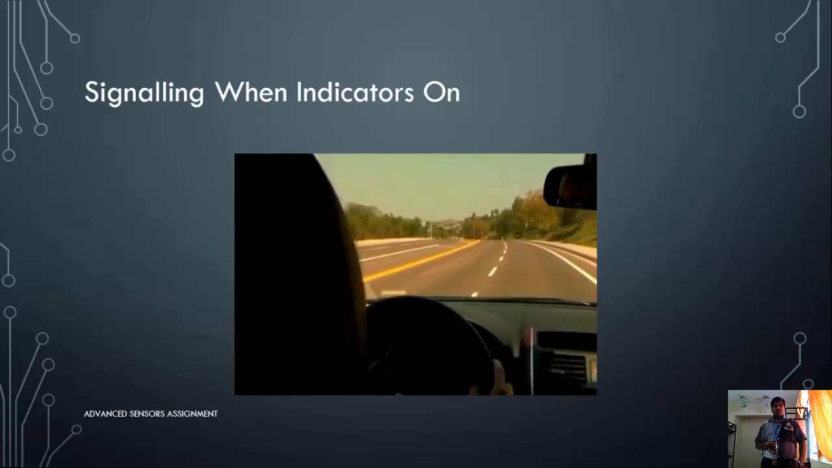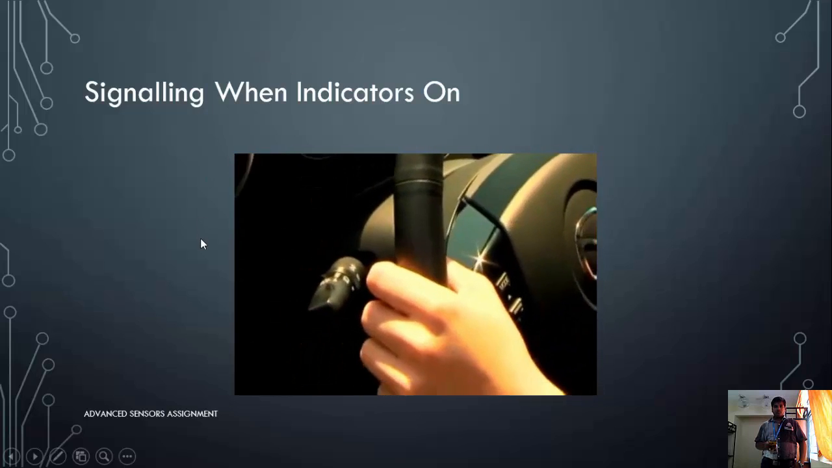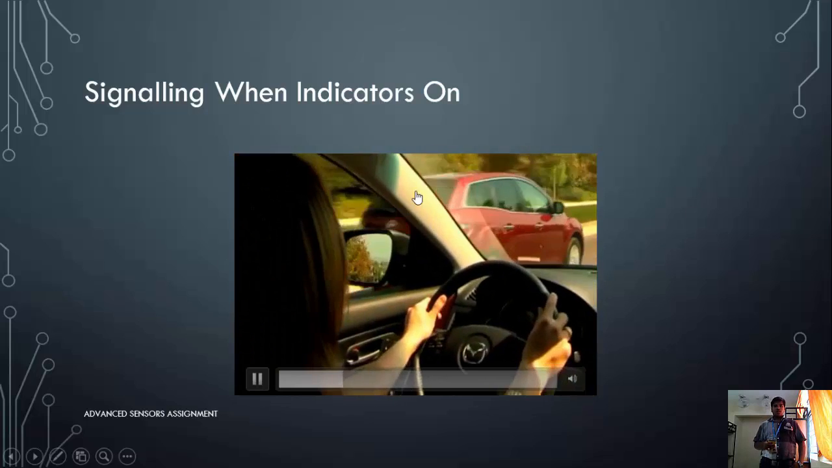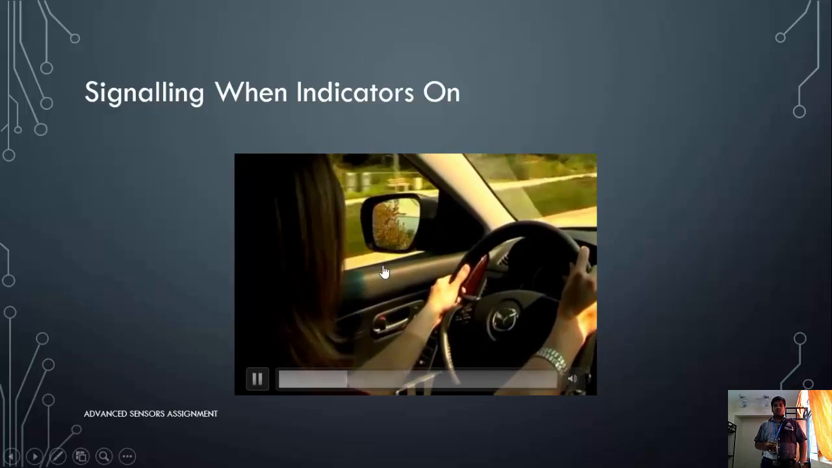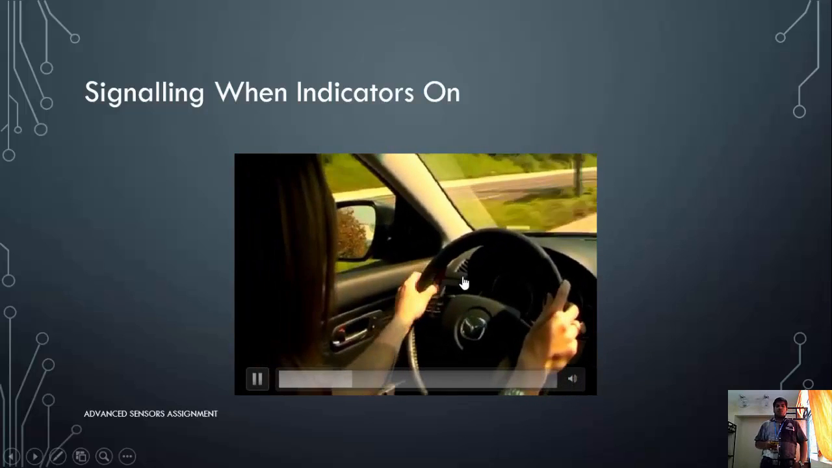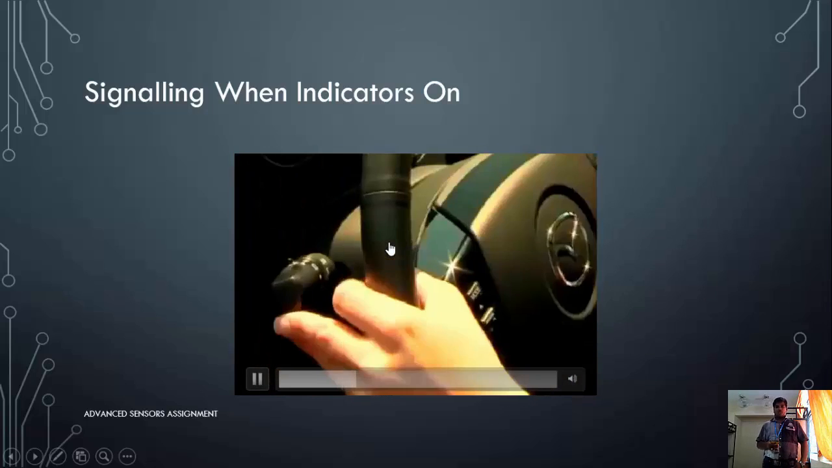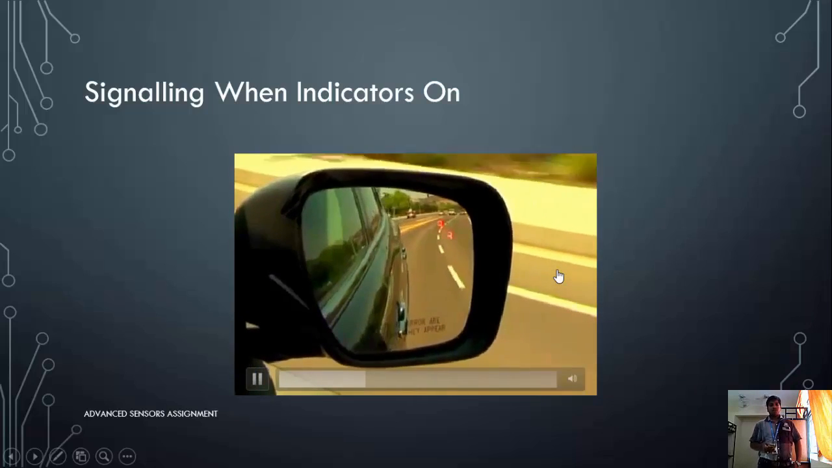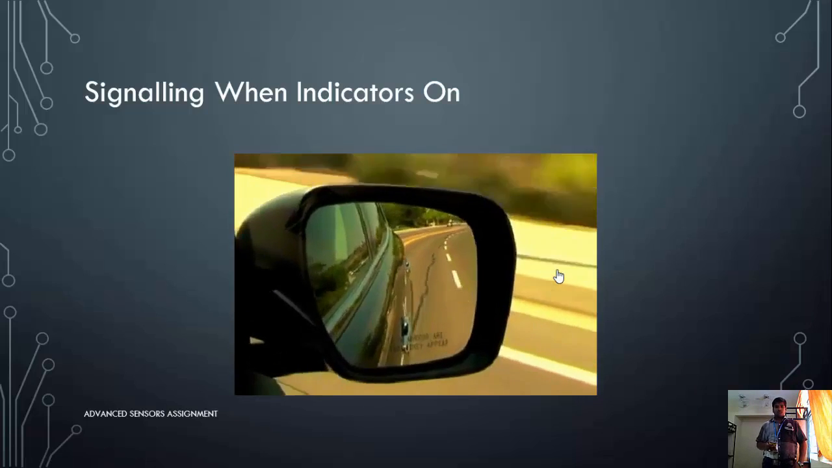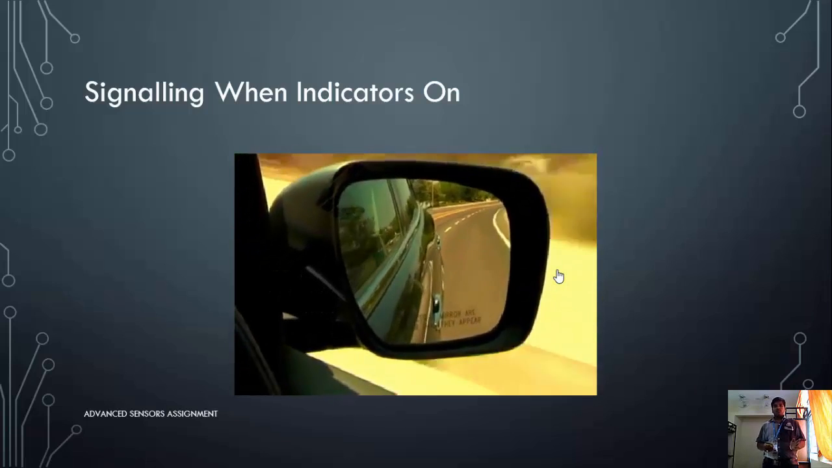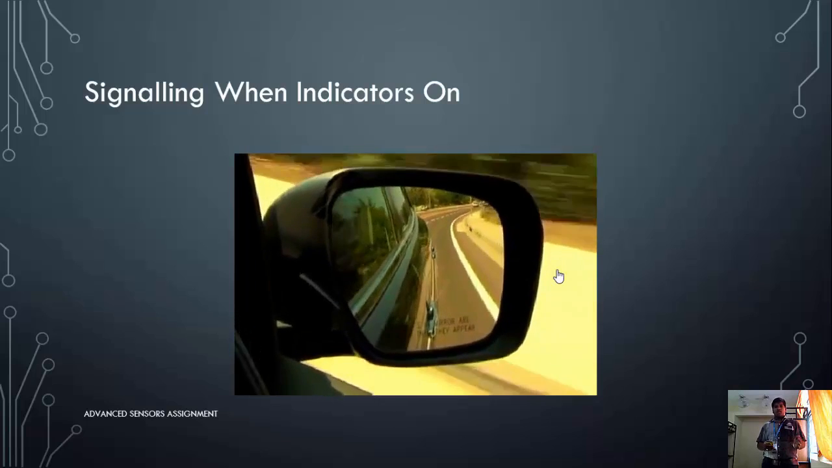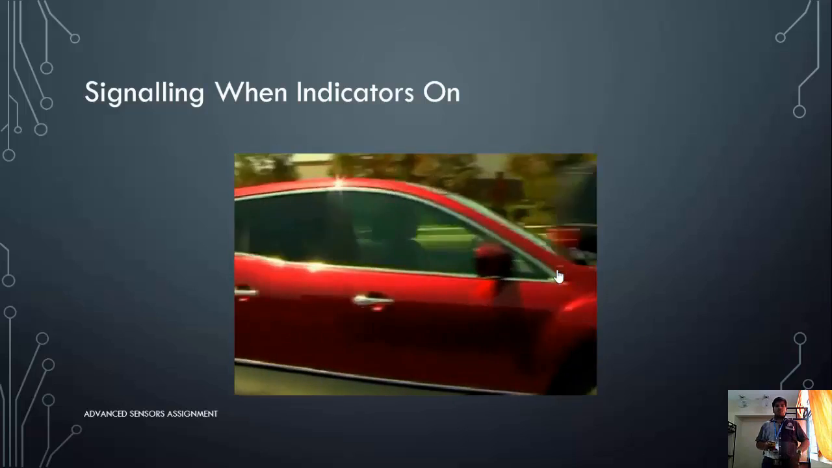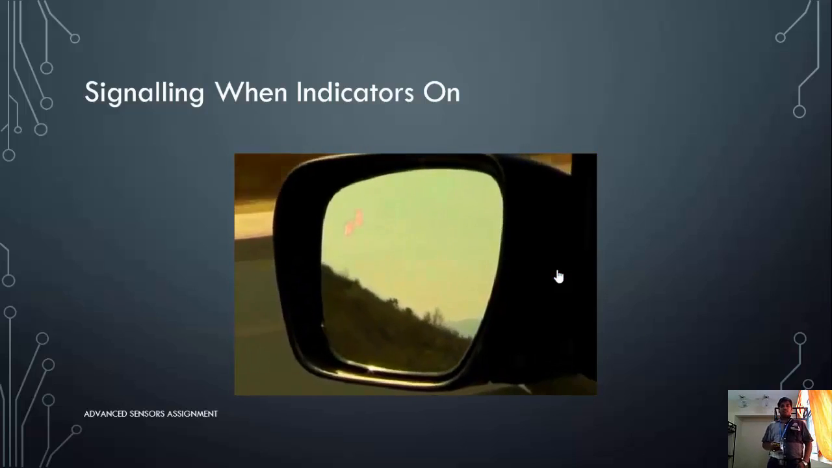This is the left side and this is the right side. Whenever the indicator is on, it will indicate the car. We can control this indicator sound by using a switch which is provided by the manufacturer. Whenever we want to change the lane, we will give a signal by using the indicator.